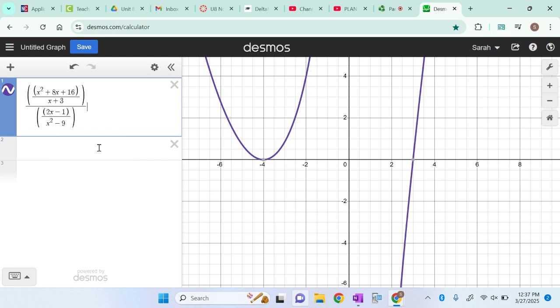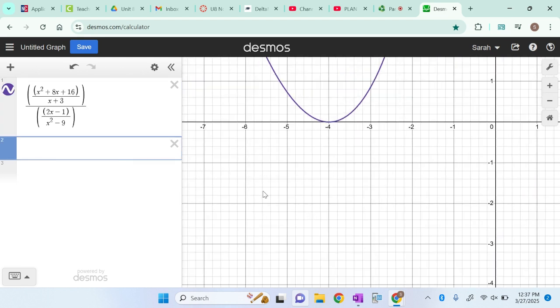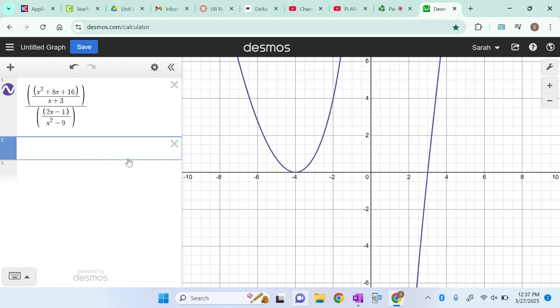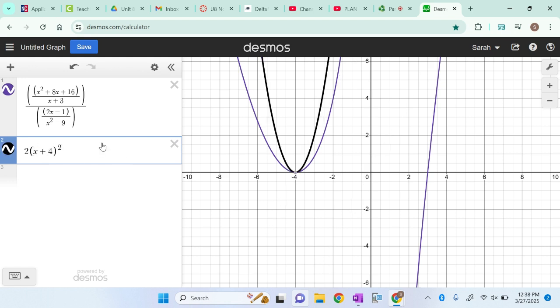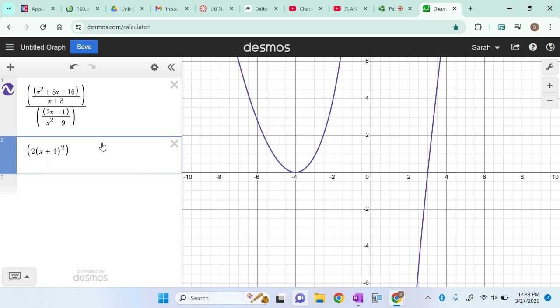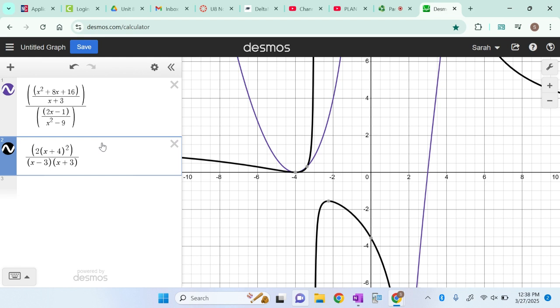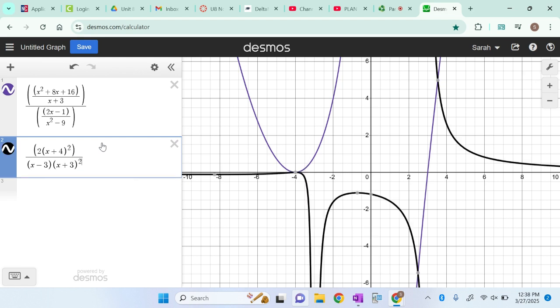All right. So if I just plug in those answer choices real quick, I'm going to type them in exactly as I see them. So I have 2 times (x plus 4) all squared, big parentheses, divided by (x minus 3) times (x plus 3) all squared. Does that look like my graph? Nope. So that one's out.